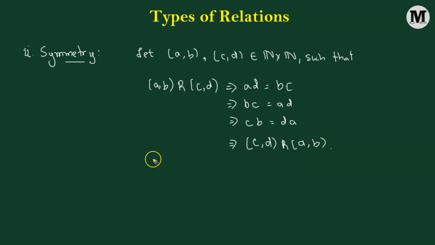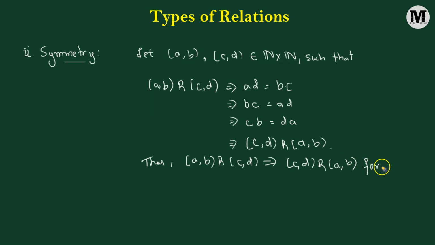So what we have done here, thus we have shown here that if the ordered pair A comma B is related to the ordered pair C comma D, this simply implies that the ordered pair C comma D is also going to be related to the ordered pair A comma B, for all ordered pairs A comma B and C comma D belonging to the Cartesian product of n with itself. Fine. So what does it mean? This means that we can say that R is symmetric. So we have a symmetric relation here as well.